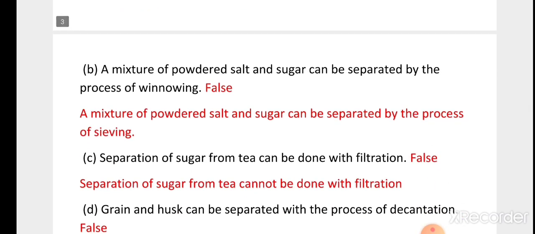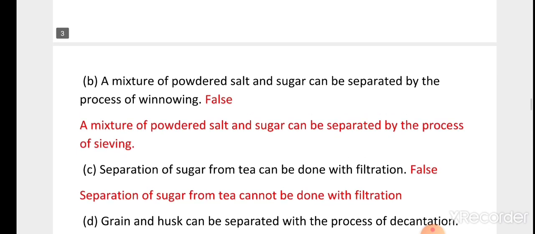Now B. A mixture of powdered salt and sugar can be separated by the process of winnowing. It is again false because a mixture of powdered salt and sugar can be separated by the process of sieving. As we know that sugar particles are bigger than salt particles, so salt will fall at the bottom and the bigger particles of the sugar will be retained on the surface of the sieve.